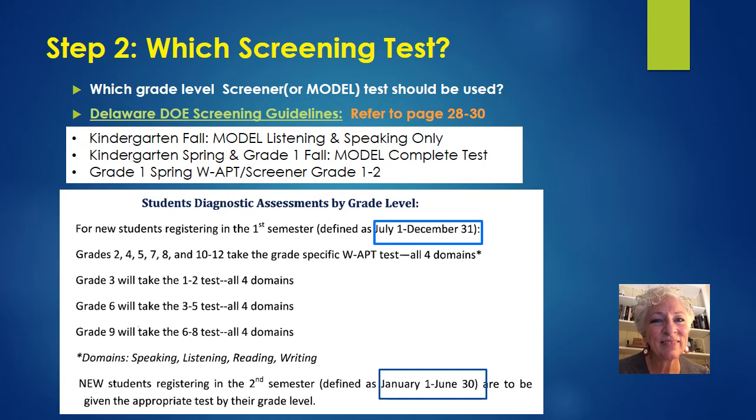And so this is how this works all the way up through grade 12. Several of the grades don't change tests from grade to grade, but there are certain articulations where you have to be careful which test you're giving. For example, you would not give a grade 3 student the grade 3 test in the fall. You would wait until the spring. If the student arrives new in the fall, you would give him the grade 1, 2 test instead.